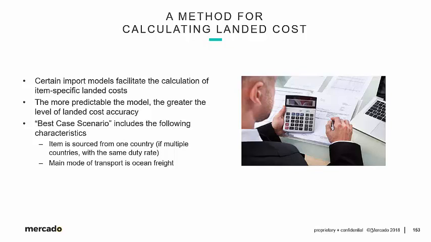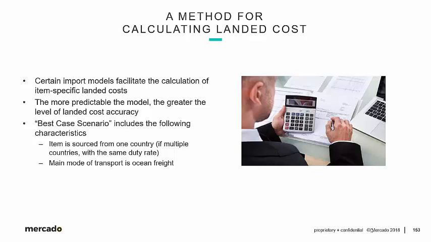With that said, second bullet: the more predictable the model, the greater the level of landed cost accuracy. Of course, that makes sense. It's not that complicated. It should be easier to do. As part of what we'll call a best case scenario, we will include the following characteristics. This should sound familiar. The item is sourced from one country. And even if an item is sourced from multiple countries, it has the same duty rate. That's not often the case, but we're saying so in that best case scenario.